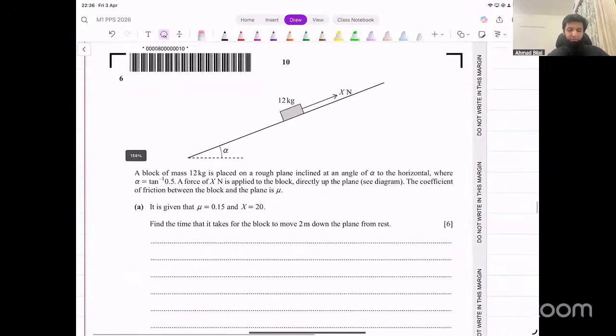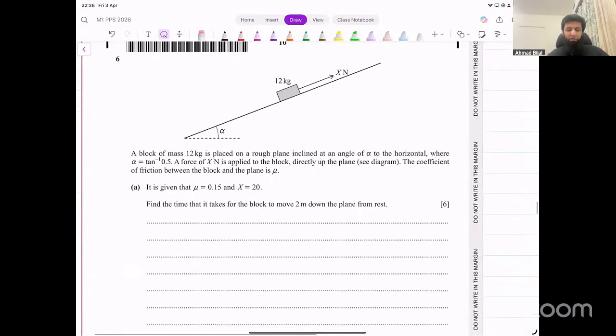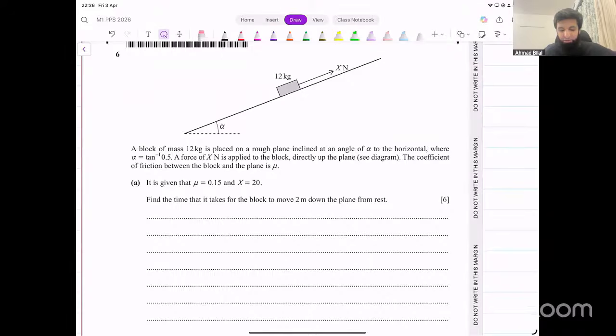All right. Let's look at the next one now. A block of mass 12 kilograms is placed on a rough plane. Now, this looks like a standard question. We have this mass 12 kilograms. Its weight, therefore, is going to be 120 Newton. It's inclined at an angle of alpha, where alpha is tan inverse of 0.5. That's given.